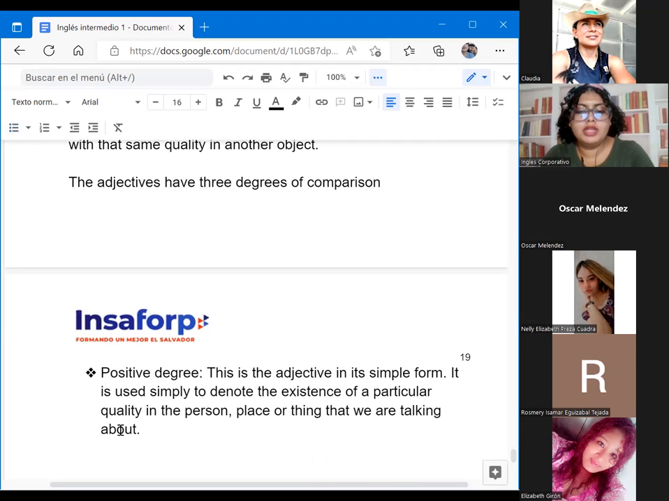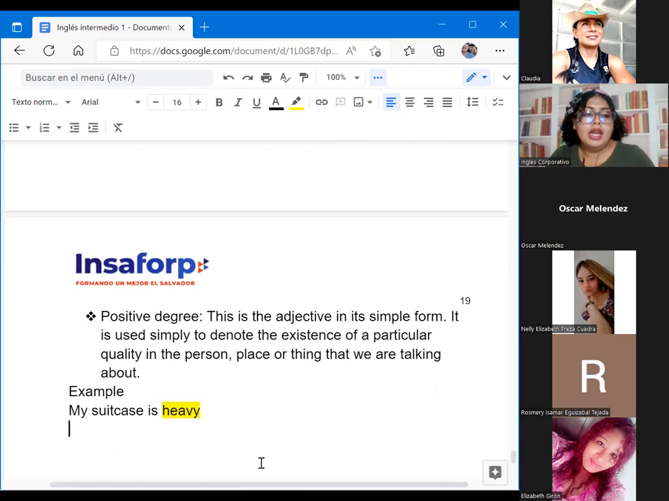So we have an example of this one, and it is very simple. We have the expression, my suitcase is heavy. In this case, we have the word heavy, that is the adjective, and I am not talking about another thing. I am just saying that I have something that is heavy. My hair is curly, for example, and I am not making a comparison between anything because I am just saying that my hair is curly.